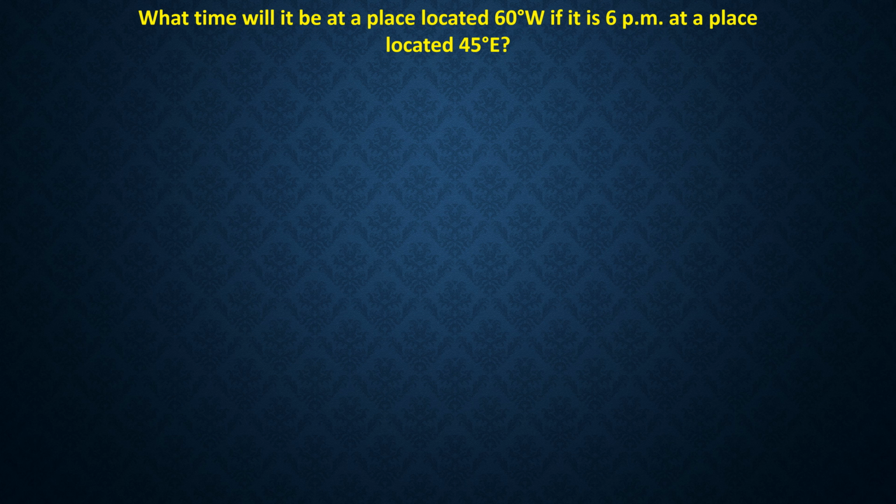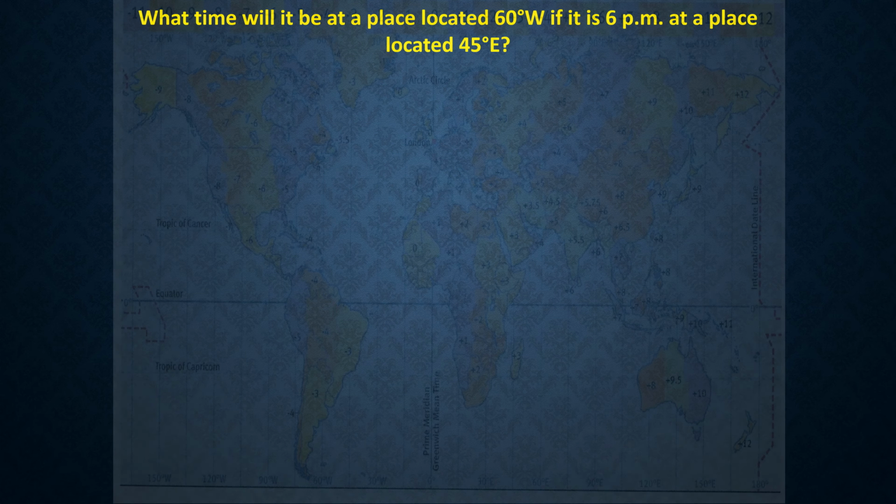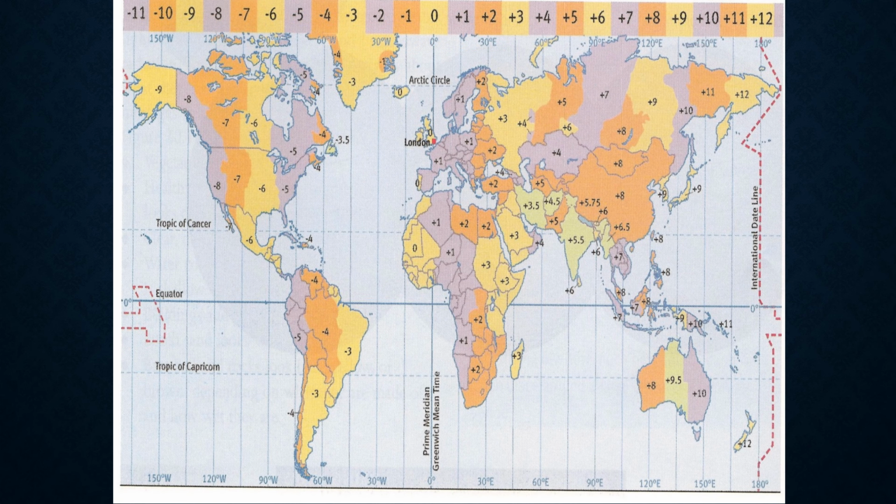What are we really dealing with here? Let's get to our chart for a second. Now, here's a place located at 45 degrees east of Greenwich. Here's a place located at 60 degrees west of Greenwich. Both places are on different sides of the Greenwich meridian. We know it is already 6 p.m. at the place located at 45 degrees east of Greenwich, but we want to know what time it is at 45 degrees west of Greenwich.